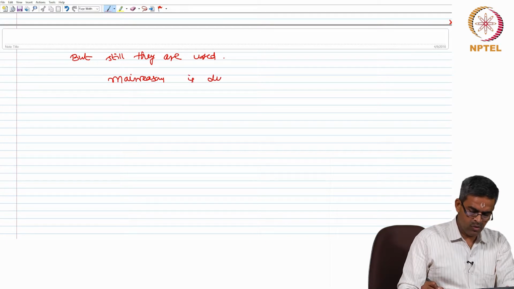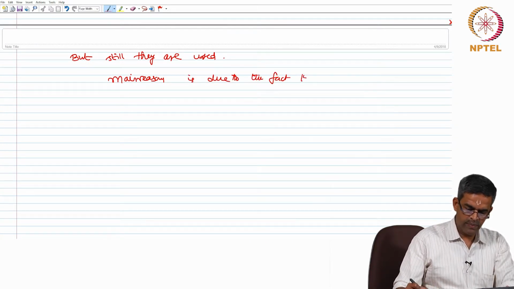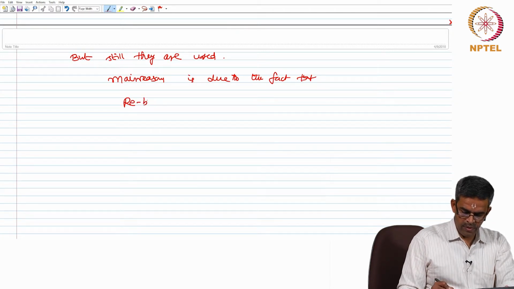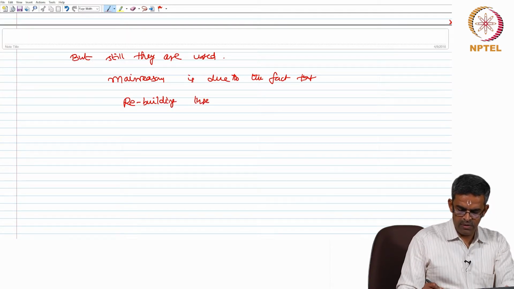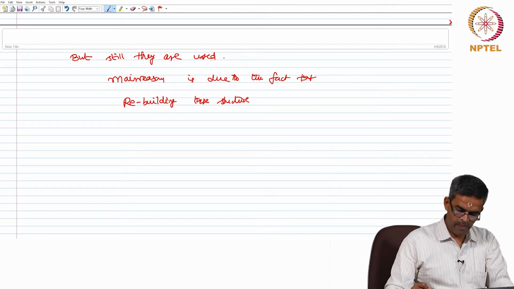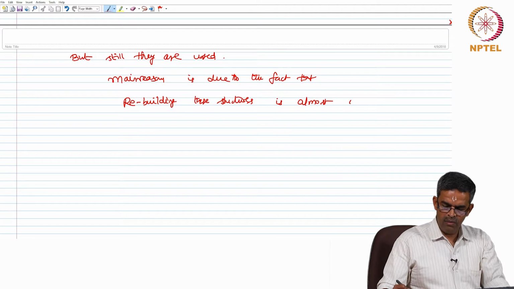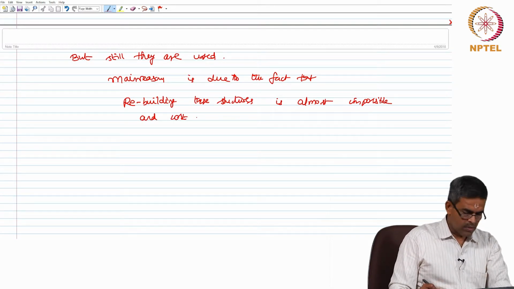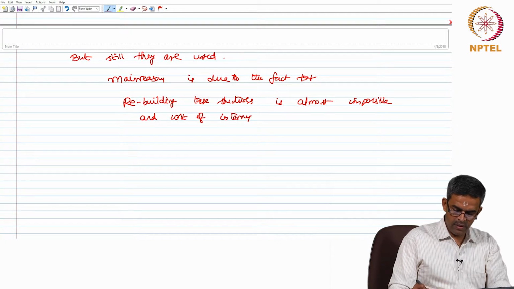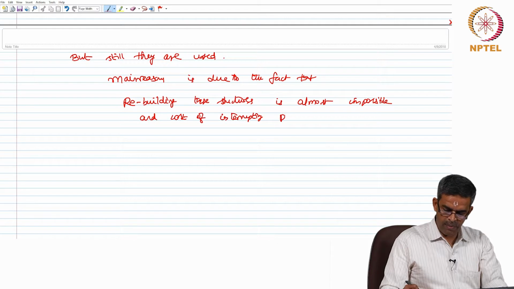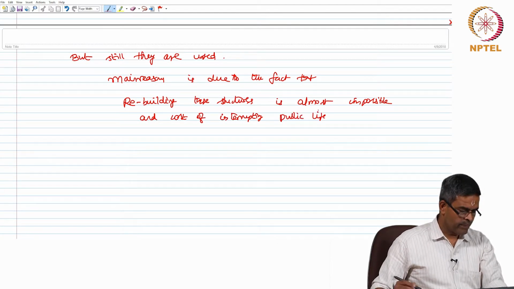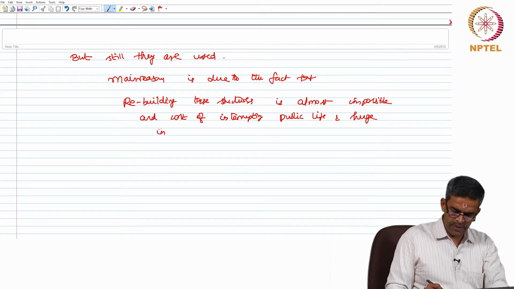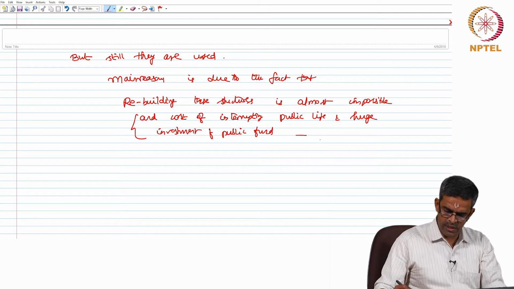The main reason is due to the fact that rebuilding these structures is almost impossible, and the cost of interrupting public life and huge investment of public funds will not essentially recommend this.